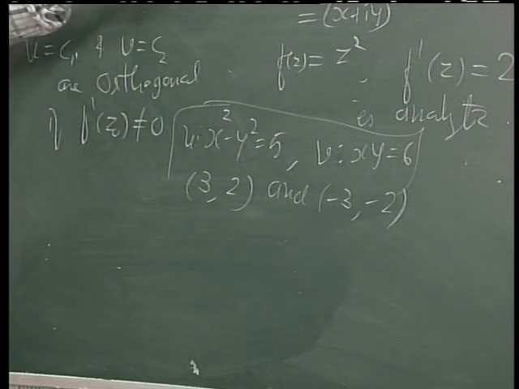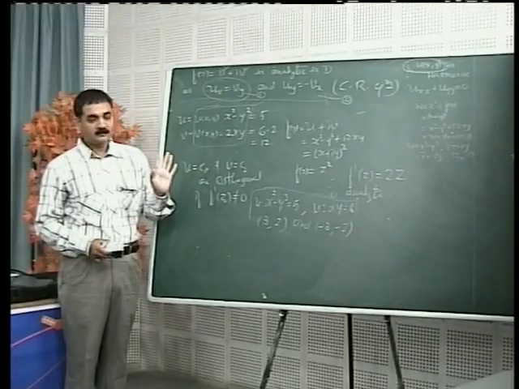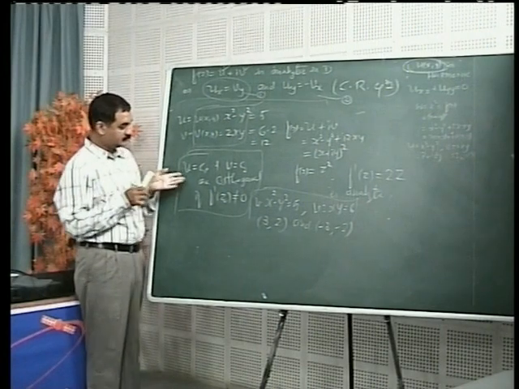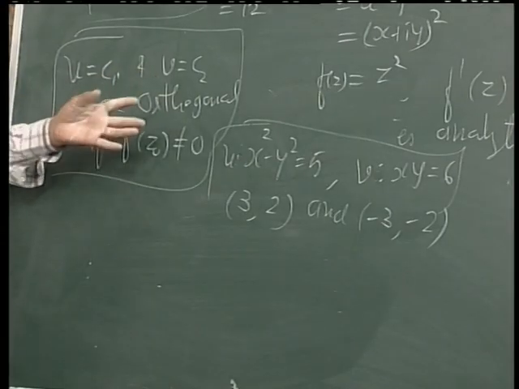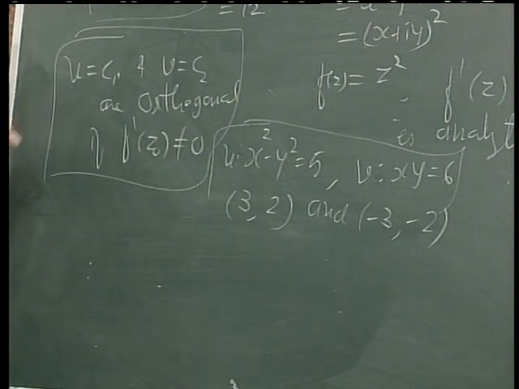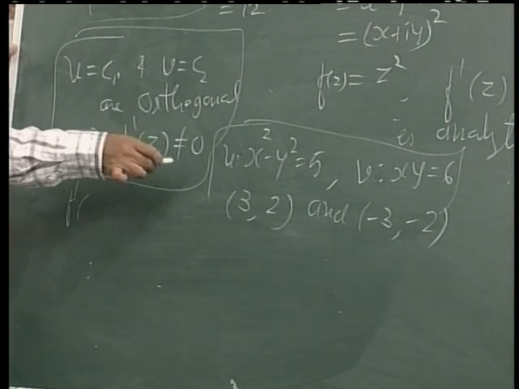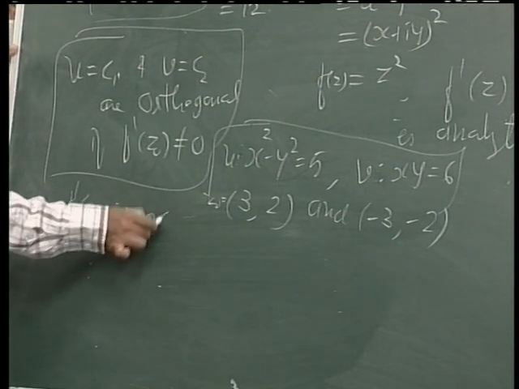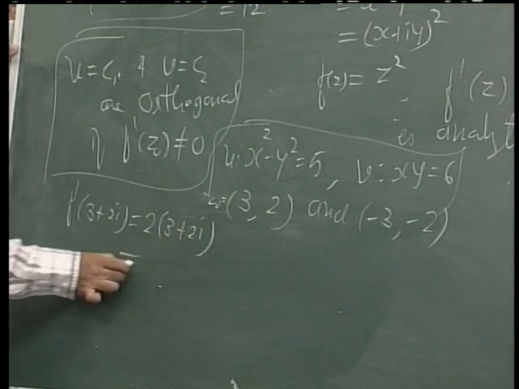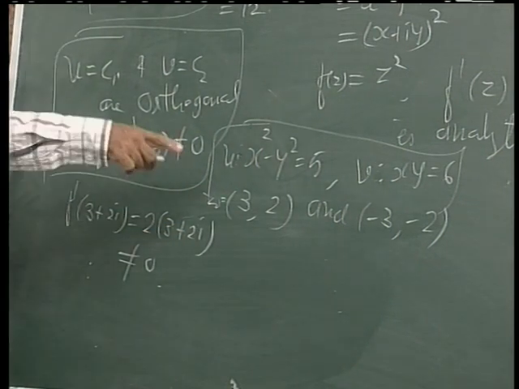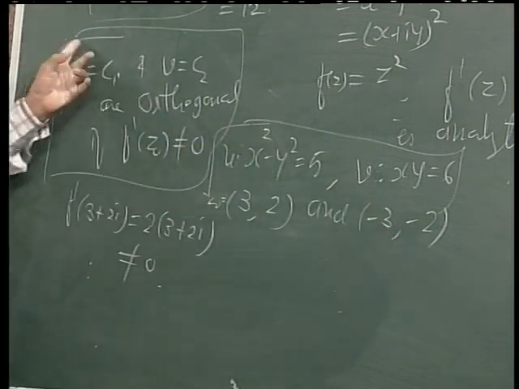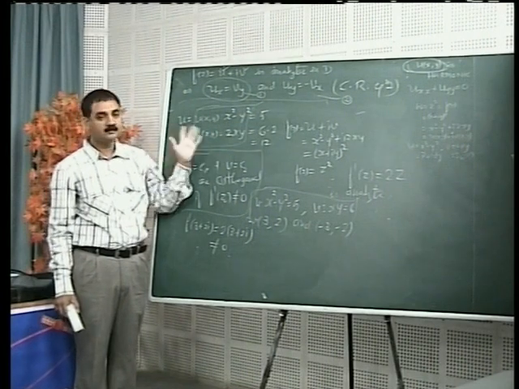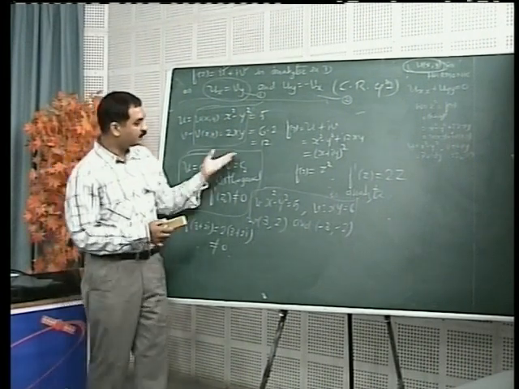At these common points, f dash z should not be 0. This is the statement of our discussion: two level curves are orthogonal if f dash z0 is not 0. So you can clearly see that f dash z at z0, 3 plus 2i, is 2 times (3 plus 2i), not 0. Okay. So similarly at minus 3, minus 2, it is not 0. So by the property of analytic functions, the given two curves are orthogonal, and their graphs can also be seen.